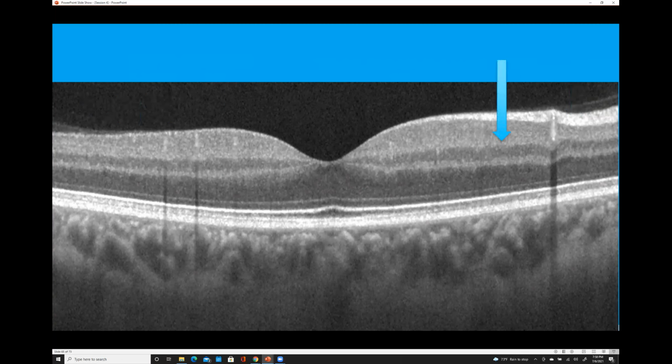Okay, so what is that layer? First define it for me. It's the inner, oh sorry, you were right. Inner plexiform layer. Remember, when in doubt, we draw a line. In this case, we draw a line through the fovea, and we know it's inner to that. So there we go, now we know it's inner. Okay, so inner plexiform layer.